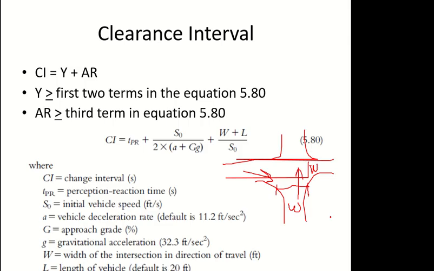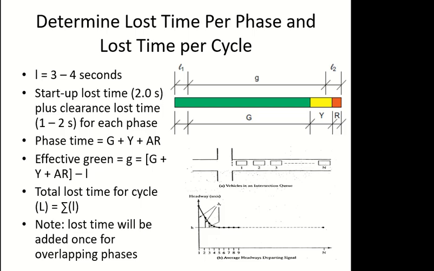Okay, so once you have done that, you go and calculate the lost times. There are two types of lost times: startup lost time and clearance lost time. Every phase has two lost times. You can see them here in this figure. Okay, it's a very nice picture.